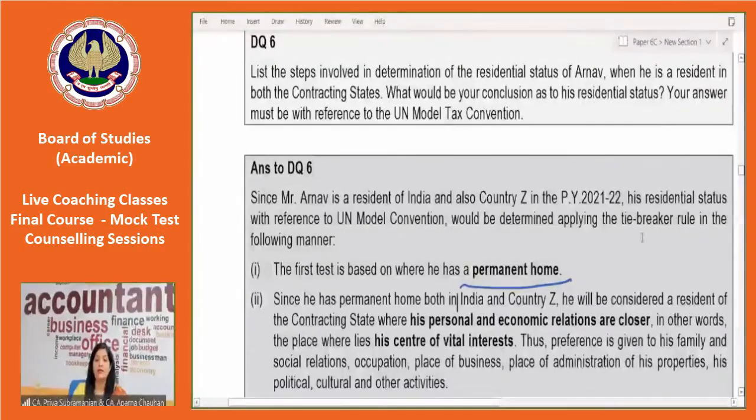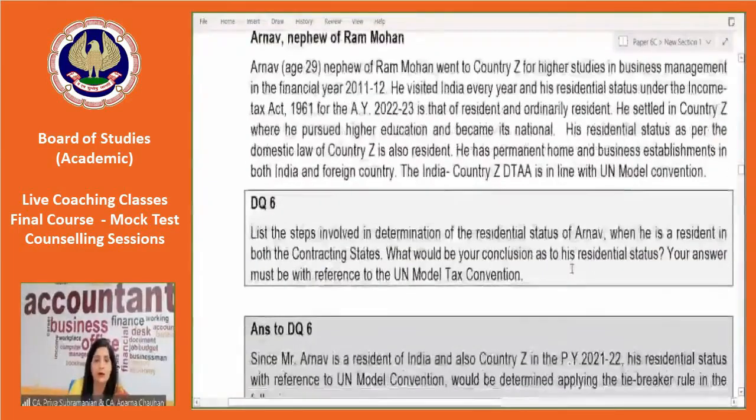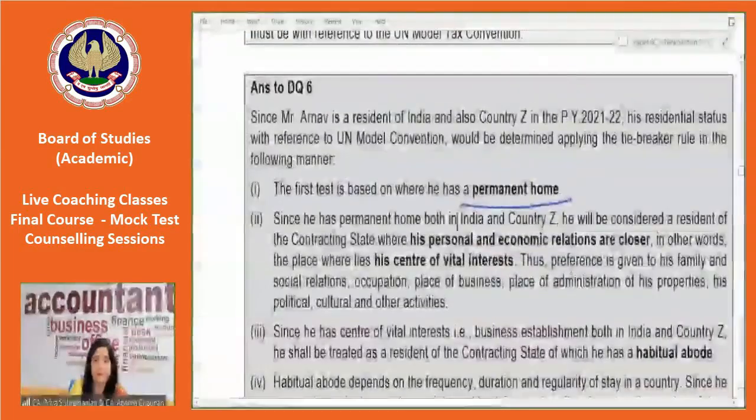That means where his family, social relations, occupation, place of business are. Preference is to be given to all these things. In this case, his personal and economic relations are closer to both the countries since he has a business establishment in both the countries, right? Then we have to move to test 3.